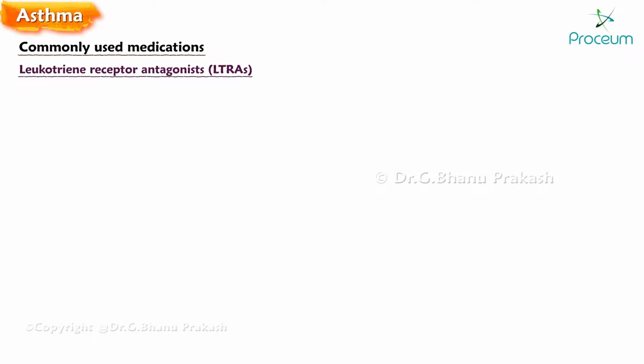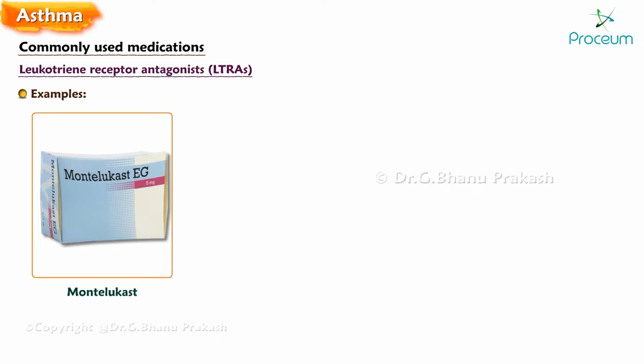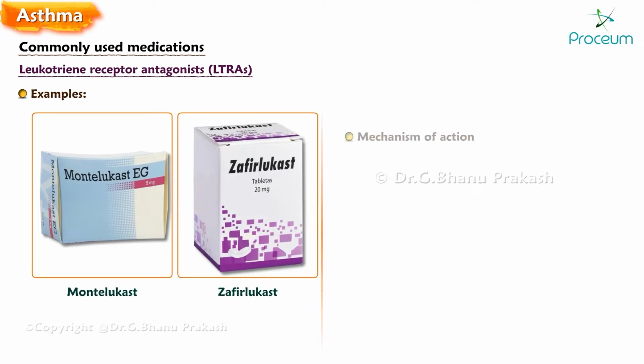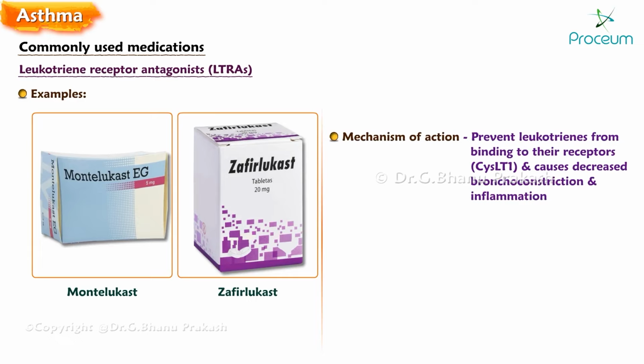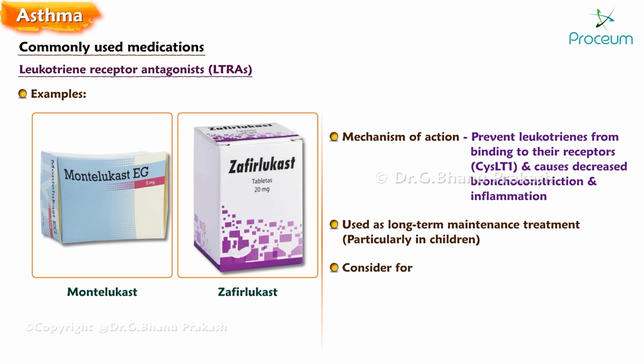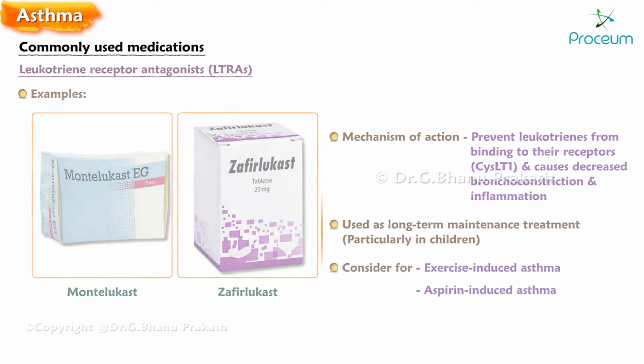Leukotriene receptor antagonists, LTRAs. Examples: montelukast, zafirlukast. Mechanism of action: prevent leukotrienes from binding to their receptors and causes decreased bronchoconstriction and inflammation. Used as long-term maintenance treatment, particularly in children. Consider for exercise-induced asthma and aspirin-induced asthma.